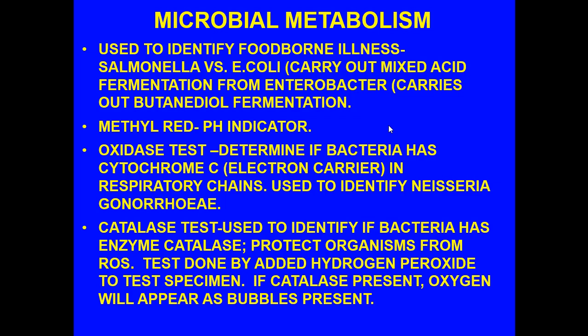Now the catalase test, this is used to identify if bacteria have the enzyme catalase. If you recall, catalase is an enzyme that protects organisms from reactive oxygen species, ROS. Now the test is done by adding hydrogen peroxide to the test specimen. If the catalase is present, the catalase will break down the H2O2 into O2, oxygen, and it'll appear as bubbles. Oh, and you get oxygen and basically also H2O, water.